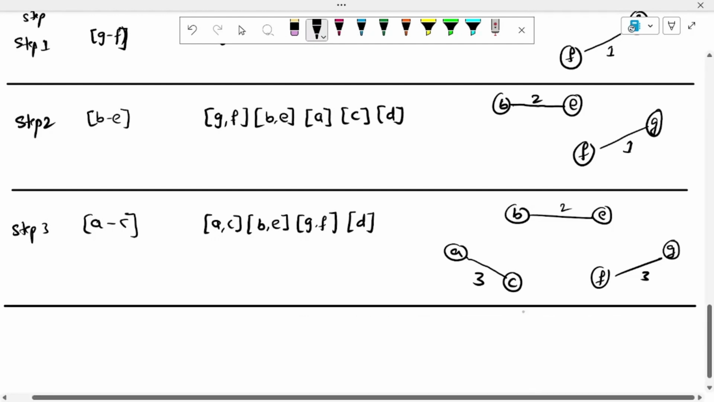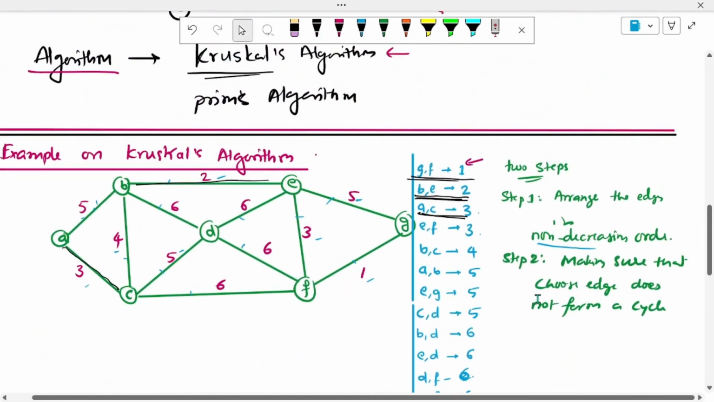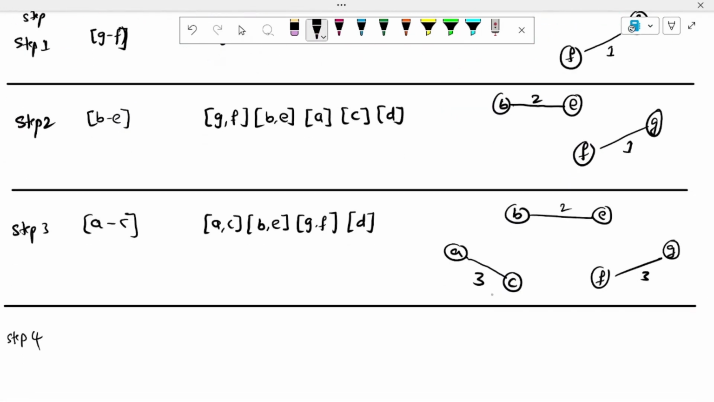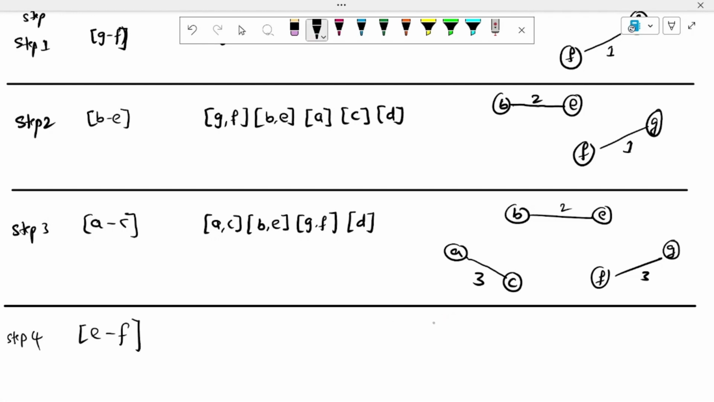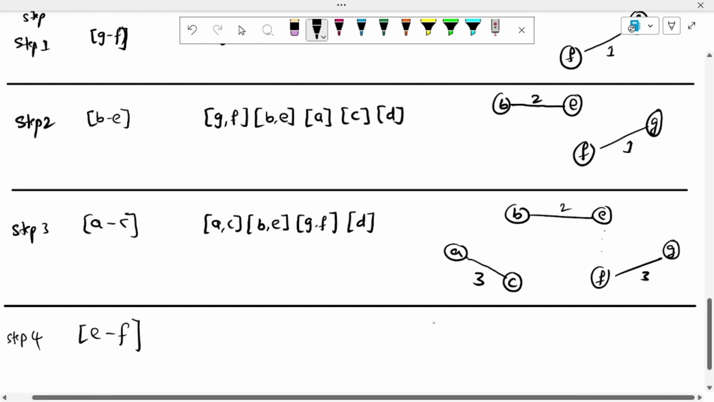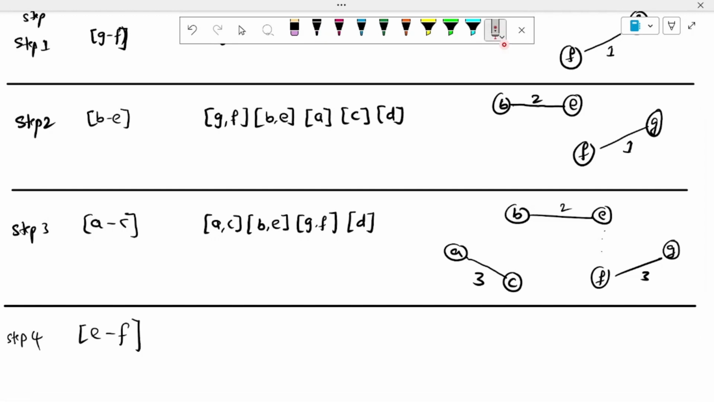In the next step, that is step 4, what we can do is take the fourth edge, that is EF. When you take EF, you should make sure that it will not form any cycle. If I try to add this EF, it is going to come here. So you can see that it is not forming any cycle. So I can consider EF.